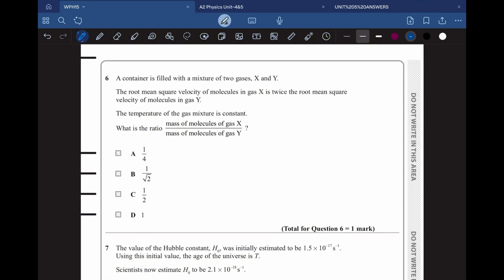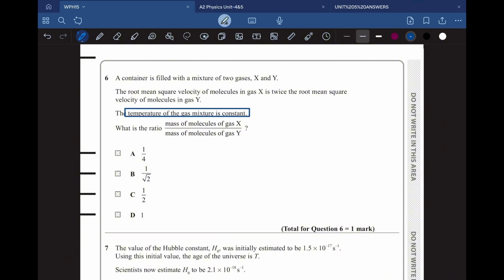Then number 6 says a container is filled with a mixture of two gases. The root mean square velocity of a molecule in gas X is twice the root mean square velocity of a molecule in gas Y. The temperature of the mixture is constant. This is very important information, that the temperature is constant.